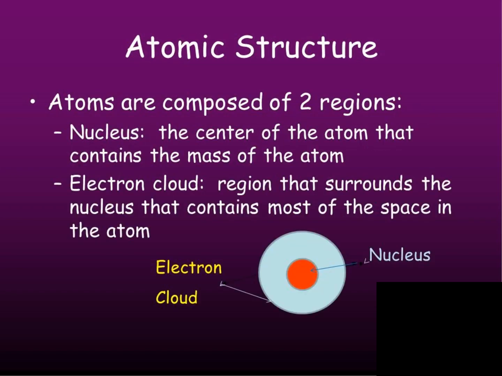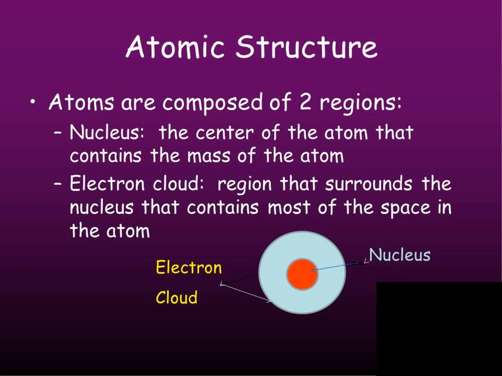Next one is atomic structure. Atomic structures are composed of two regions. What are those two regions? One is the nucleus and the other one is the electronic cloud. The nucleus is the central part of the atom, which consists of the mass of the atom. The nucleus takes the entire mass of the atom.